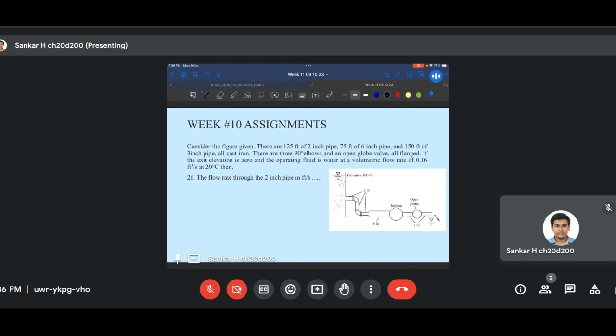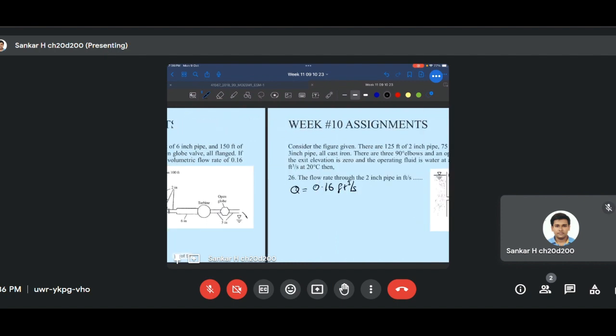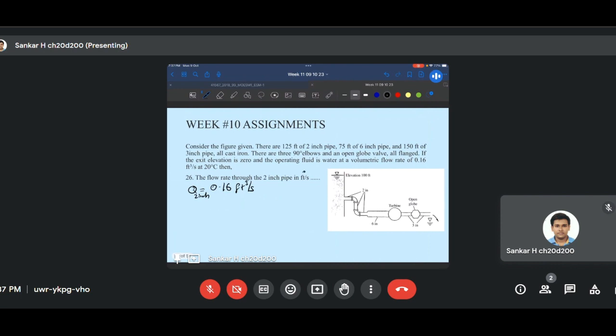Next, you have to calculate the flow rate through the 2-inch pipe, and it is given that the flow rate at the exit is 0.16 feet cube per second. Therefore, the flow rate doesn't change anywhere throughout the pipe. Only the velocity and the area will change. Therefore, the flow rate through the 2-inch pipe should be equal to 0.16 feet cube per second. Extremely sorry, this is feet cube per second.